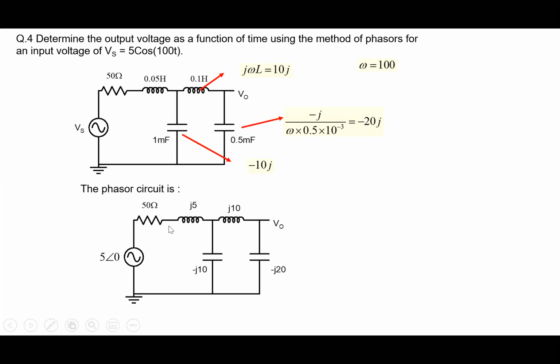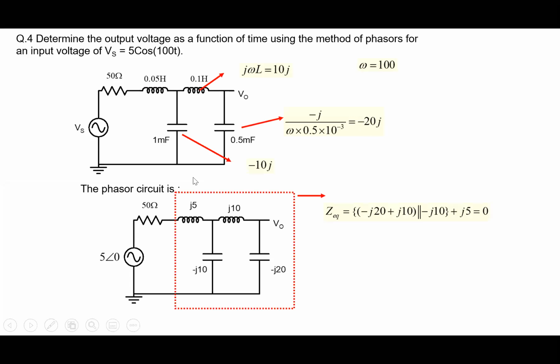And then the phasor circuit is over here. The input is also converted into a phasor value, 5 angle 0, here. So now it is the usual analysis. We are asked to calculate the output voltage. So what I'm trying to do is calculate the net impedance due to this particular part here. And the impedances are easy to calculate, j10 and minus j20.